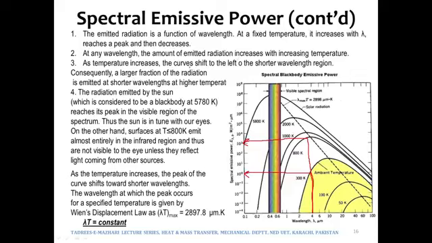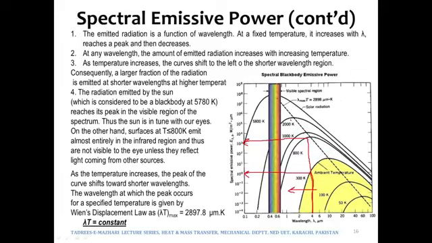Now as the temperature increases, the curves shift to the left towards the shorter wavelength region. Consequently, a larger fraction of the radiation is emitted at shorter wavelengths at highest temperatures. Of course, at highest temperatures, the peaks would start occurring at shorter wavelengths.